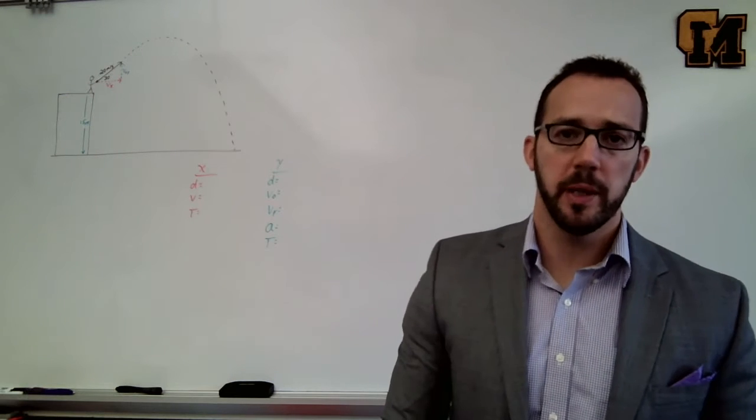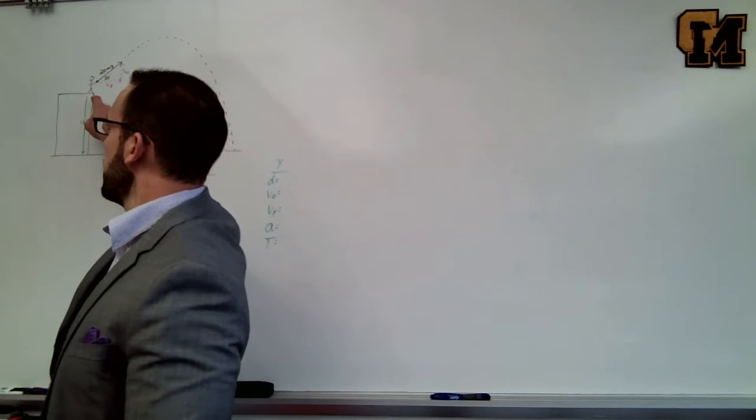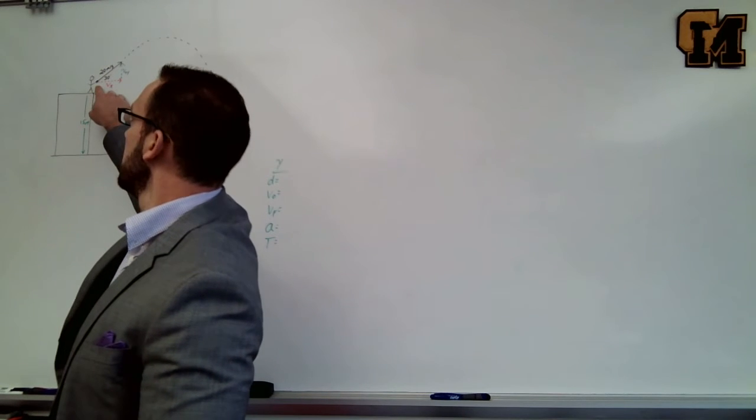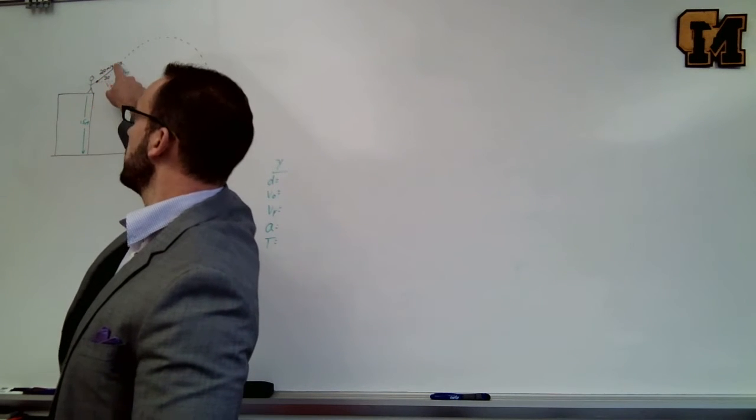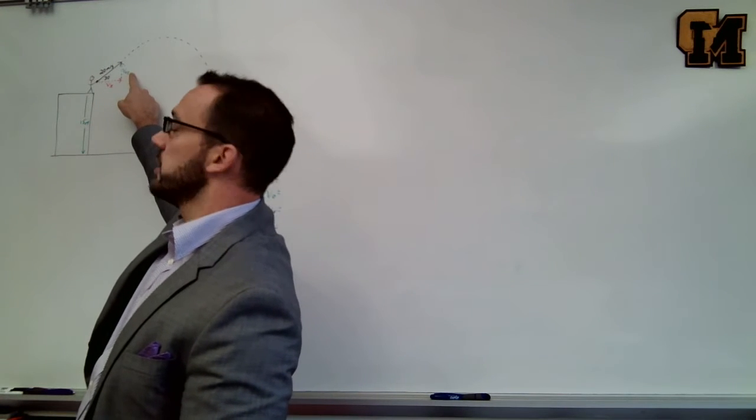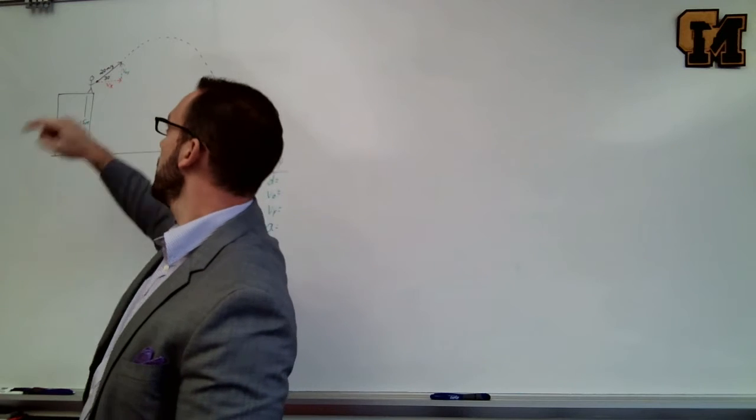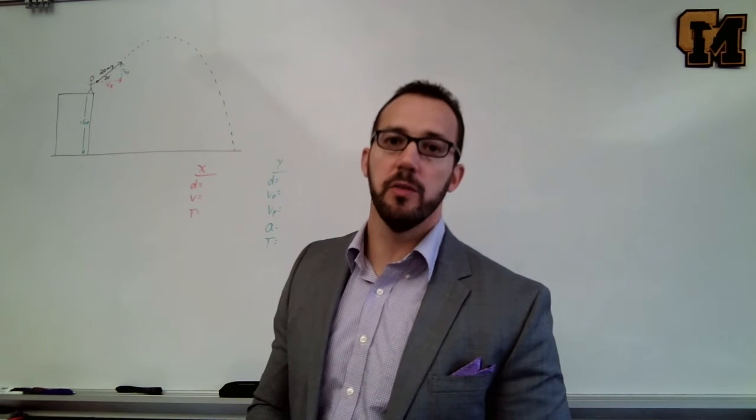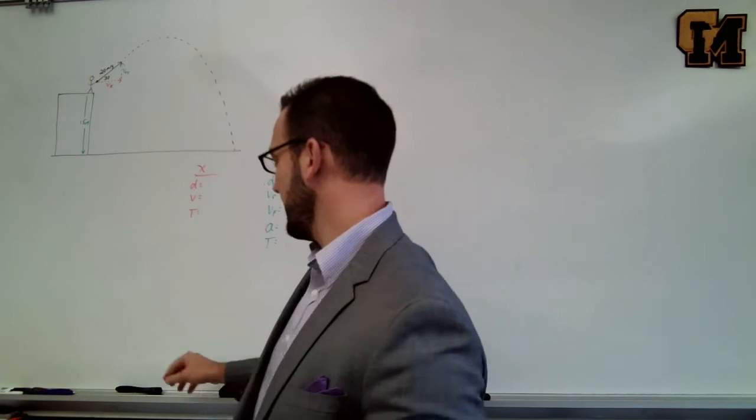As usual, we have our picture drawn. Here's the building, 15 meters high. There's someone throwing the ball. 20 meters per second is our hypotenuse. Velocity in the x is in red. Initial velocity in the y is in green. And what we're actually going to be solving for here is the maximum height.